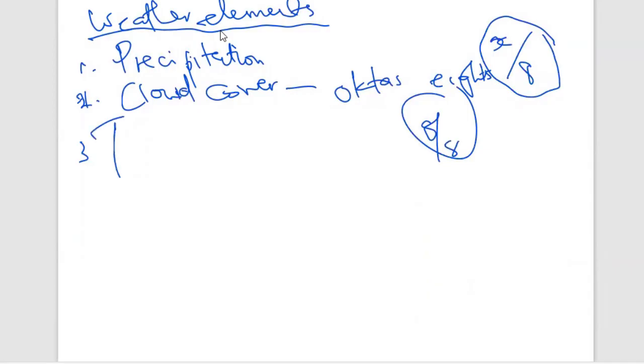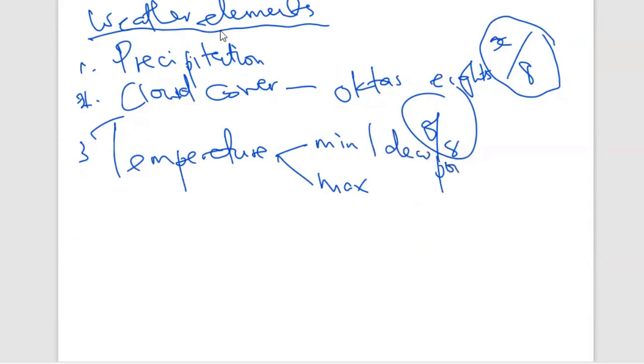We also look at temperature as a weather element. Remember, we have two measurements of temperature: the minimum temperature and the maximum temperature. And also, in another geographical perspective, the dew point temperature. So those two refer to one and the same thing. The minimum temperature is also called the dew point temperature. Then the maximum is also called the air temperature.